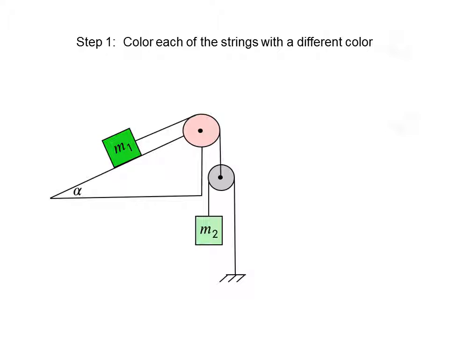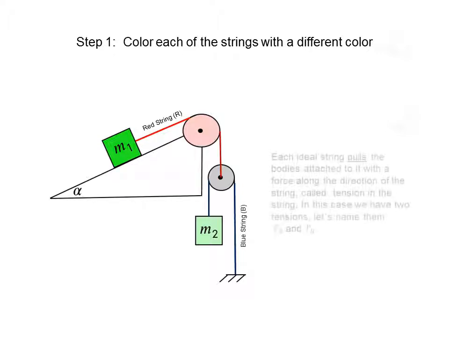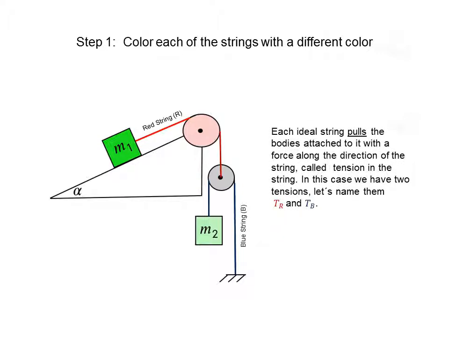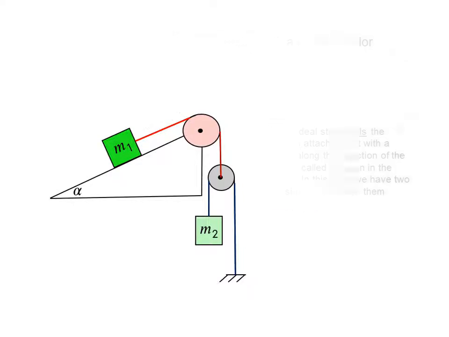Step 1. Color each of the strings with a different color. Each ideal string pulls the bodies attached to it with a force along the direction of the string, called tension in the string. In this case we have two tensions, let's name them TA and TB.